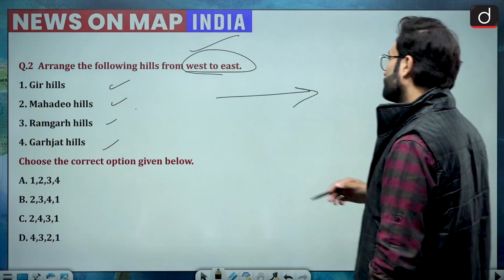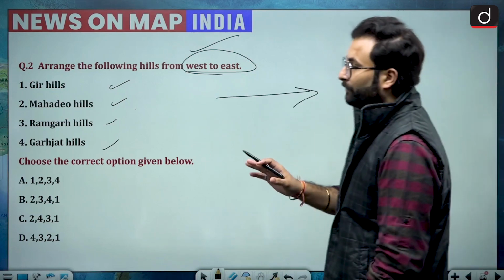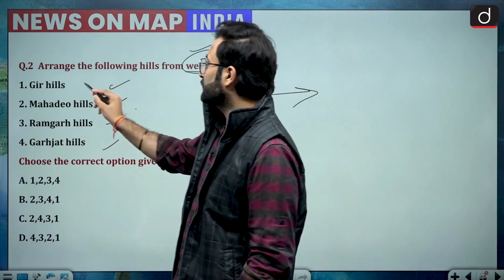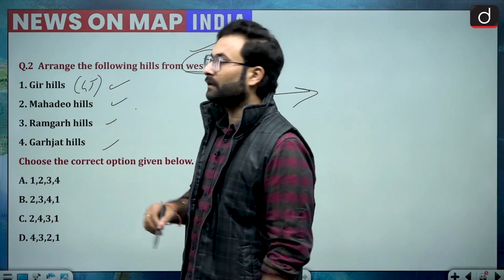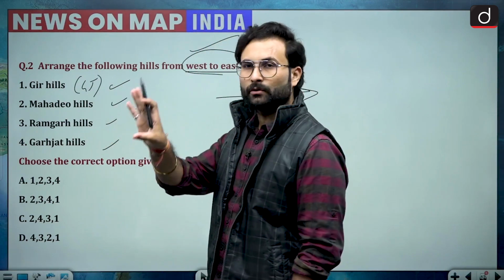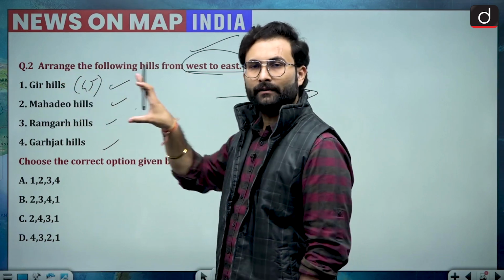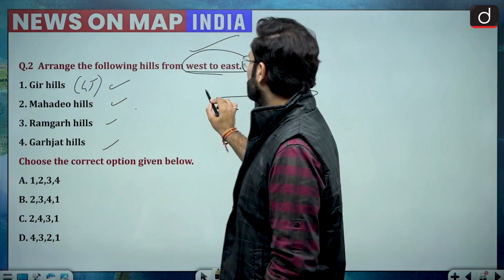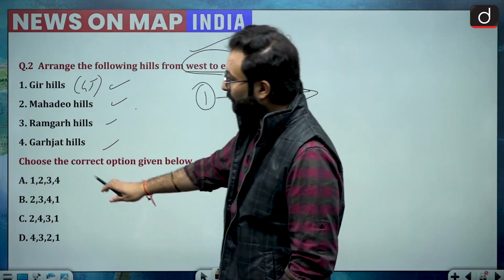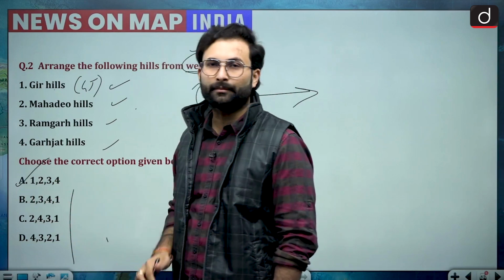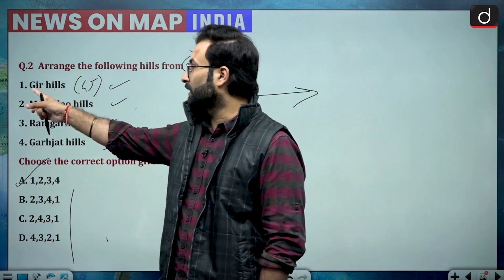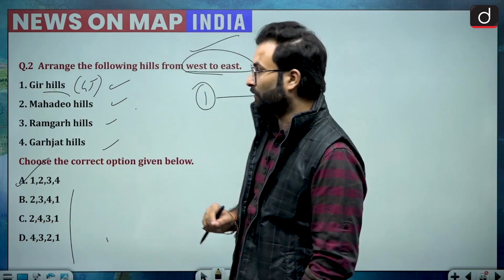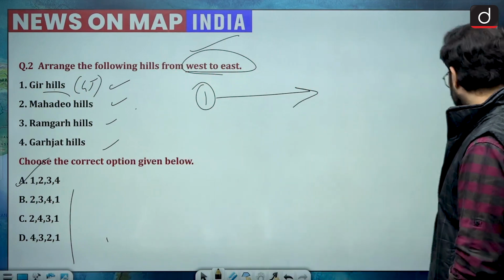Okay, so let's have a look. If you have some common sense, you can know that Gir Hills are in Gujarat, and Gujarat is the western point. After that, everyone will be in the eastern area. So Gujarat should be first. Looking at the options, you can see only A has Gujarat, or the Gir Hills, at the first position. So that is your correct answer.